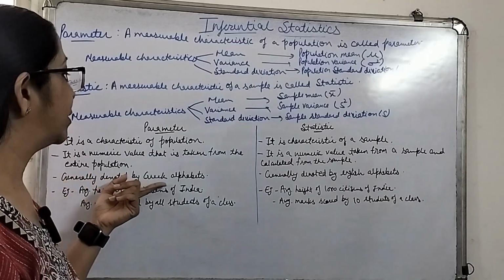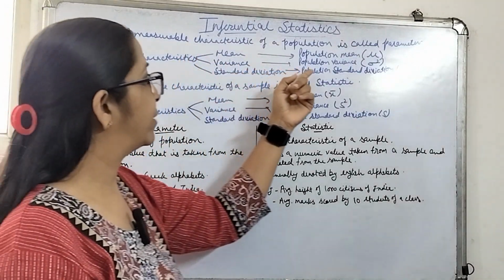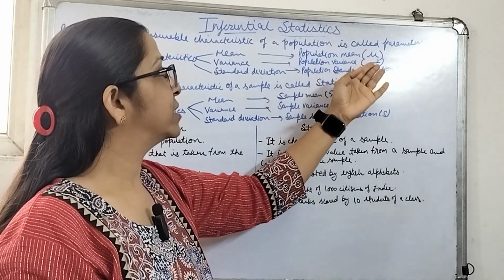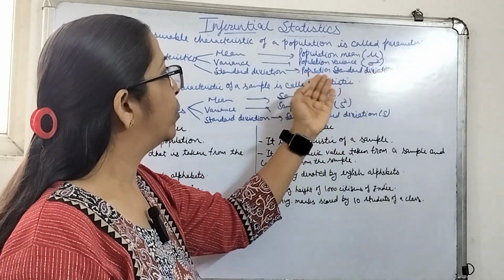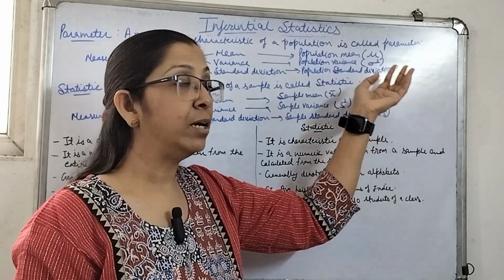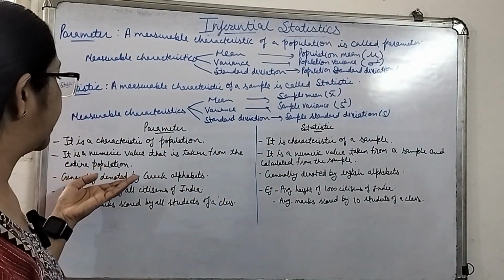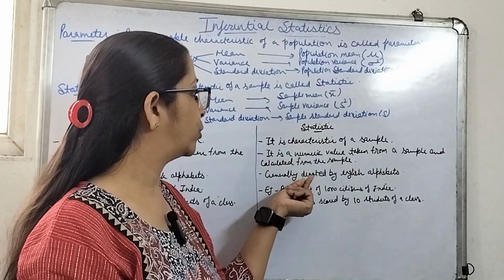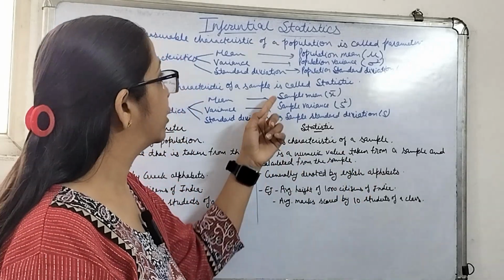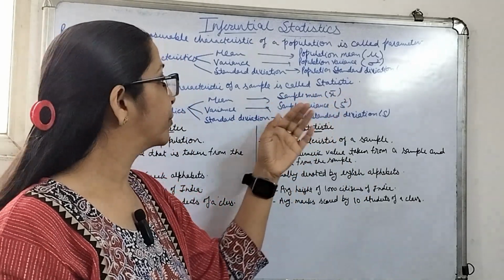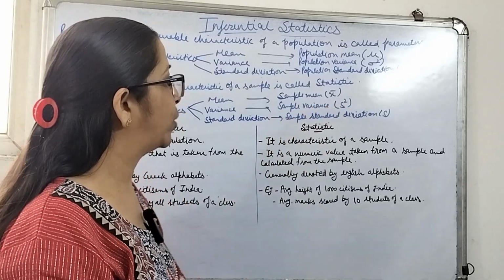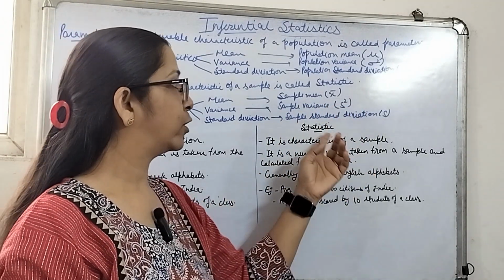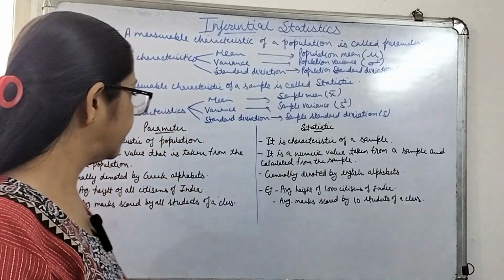Parameters are generally denoted by Greek alphabets. Just now we have seen that population mean is represented by mu, population variance by sigma square, and population standard deviation by sigma. All these are denoted by Greek alphabets, whereas statistics are denoted by English alphabets. Sample mean is denoted by x bar, sample variance by s square, and sample standard deviation by s.